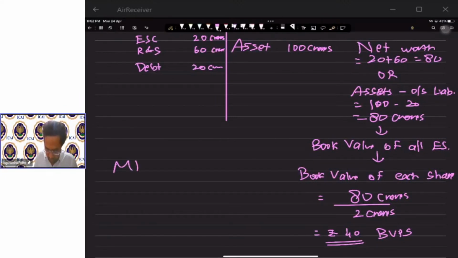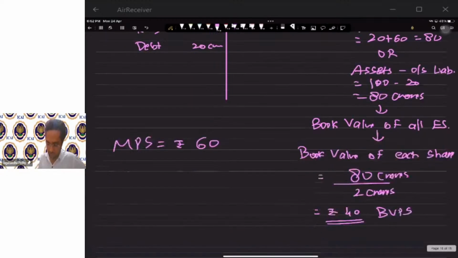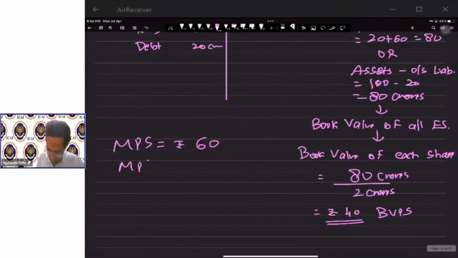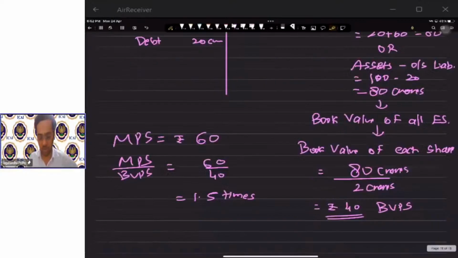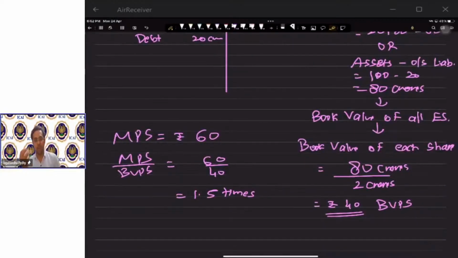Whereas you observe that in the market, the same share is being traded at 60 rupees, right? So if we look at the ratio of market price per share to book value per share, that's 60 by 40, which is 1.5 times. So basically, the market value to book value ratio indicates how much is the market value of the company as compared to its book value. As compared to its book value of 40, the market price is 60. So 60 by 40, that's 1.5 times.